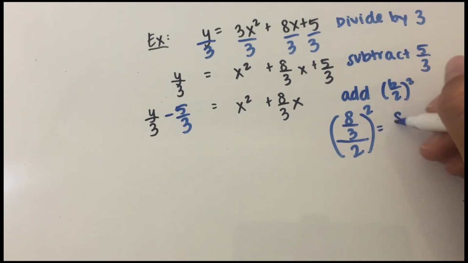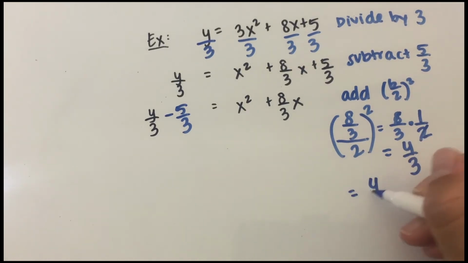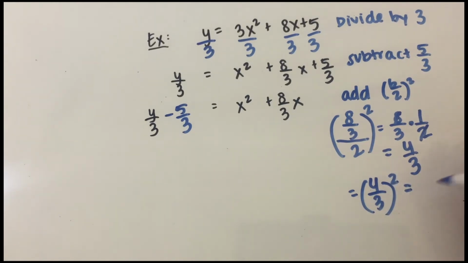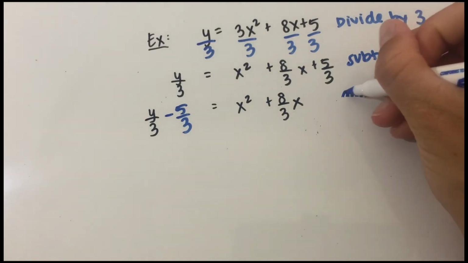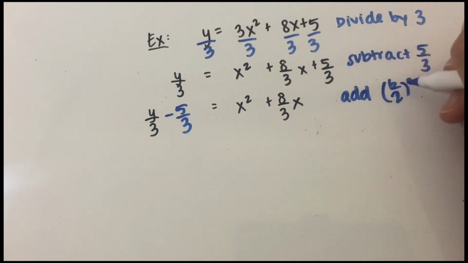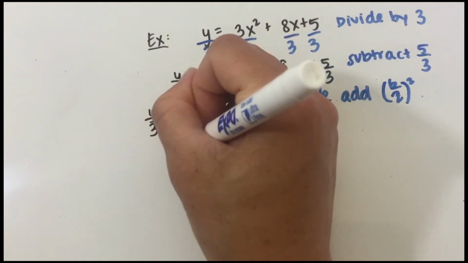So I know that 8 over 3 divided by 2 is the same as 8 divided by 3 times 1/2. So before I square it, I'm going to do this operation, and I will get 4 over 3. So I know I want to do 4 over 3 squared, which is 16 over 9. So I'm going to add 16 over 9 to each side. Plus 16 over 9, plus 16 over 9.